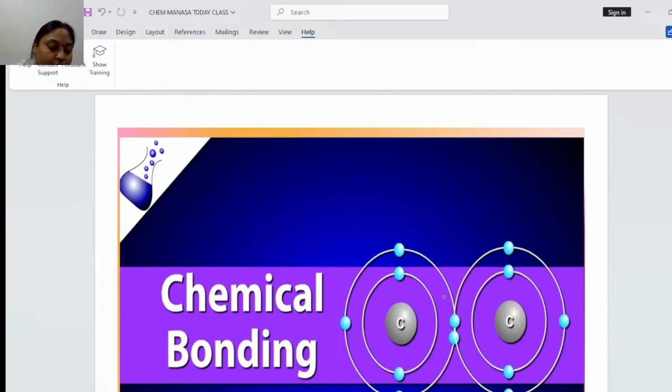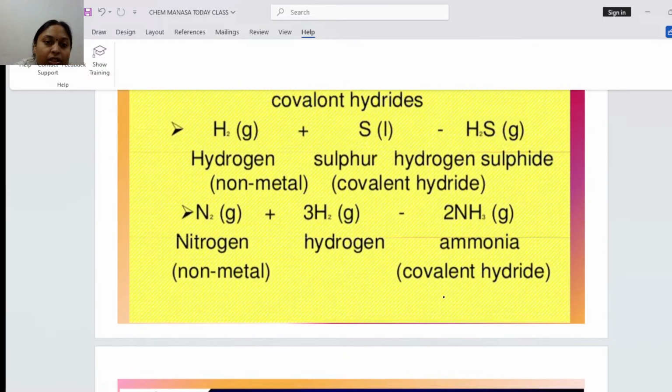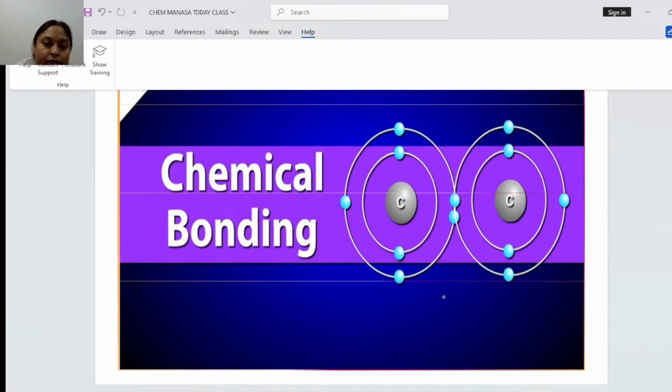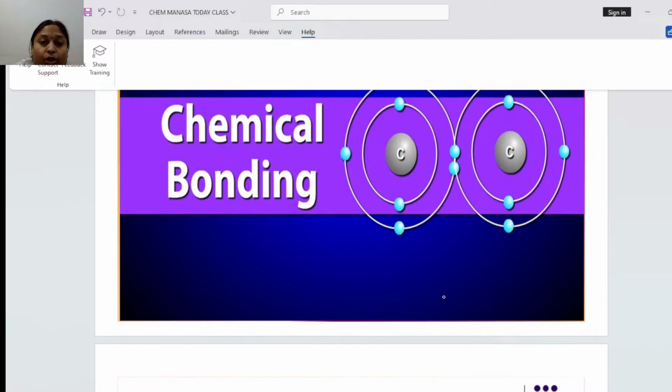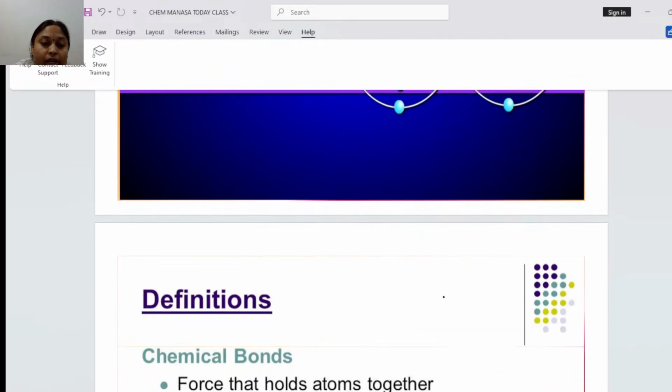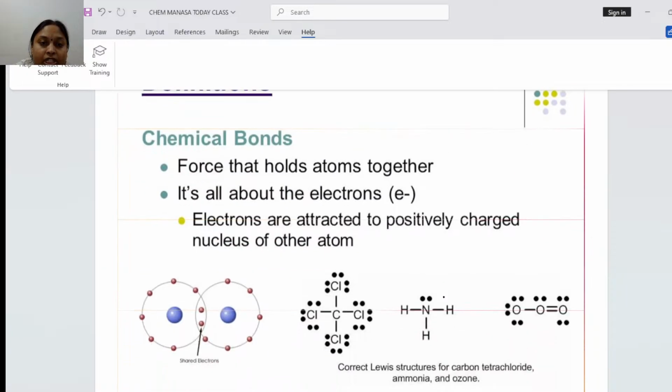Non-metals are generally involved in covalent bond formation, and metals are involved in ionic bond formation. When metals and non-metals combine with each other, we get an ionic compound. When these combine, that is called chemical bonding. See here, a chemical bond is the force of attraction that holds atoms together, known as chemical bonding.